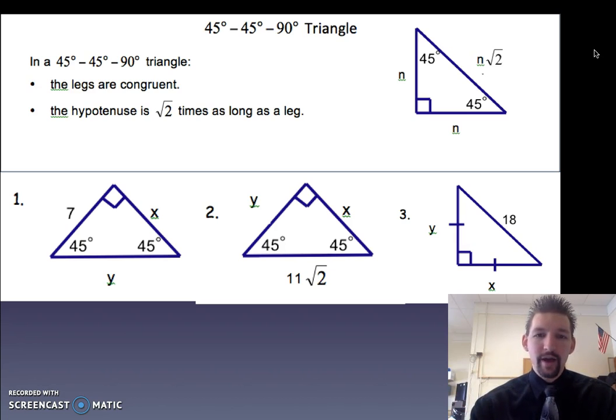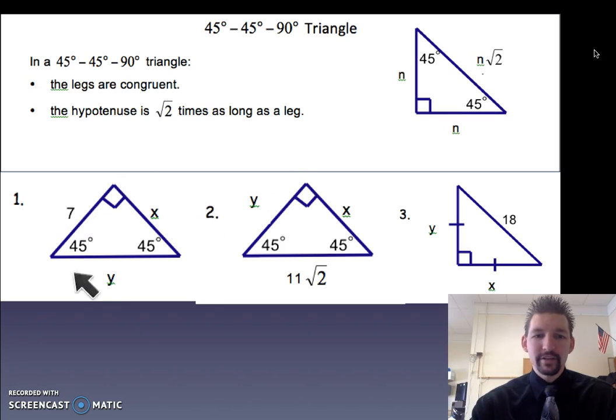There are two properties of 45, 45, 90 triangles. The first one is that the legs are congruent because it's isosceles. The second one is that the hypotenuse is square root of 2 times as long as the leg. So whatever the legs are in a 45, 45, 90, if you multiply that number by the square root of 2, it is the hypotenuse.